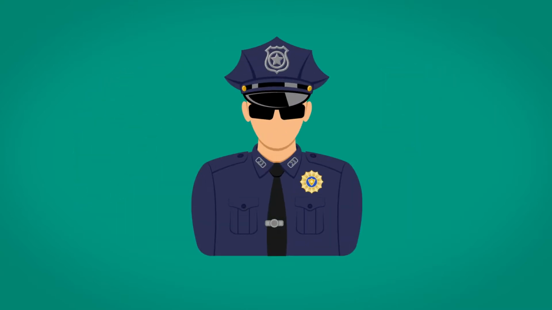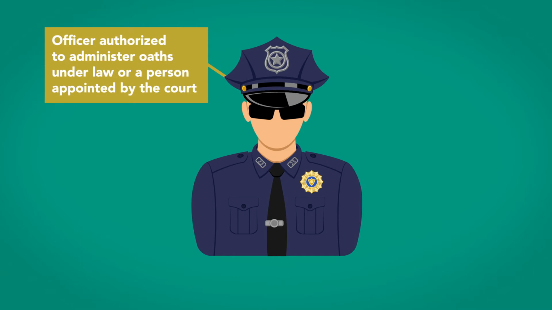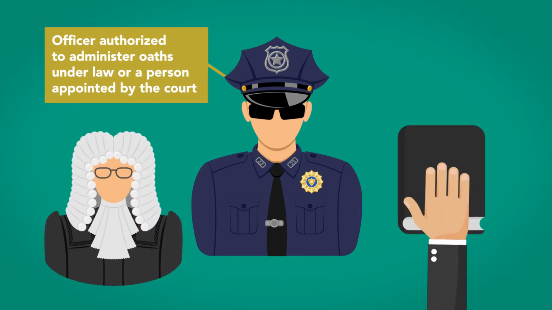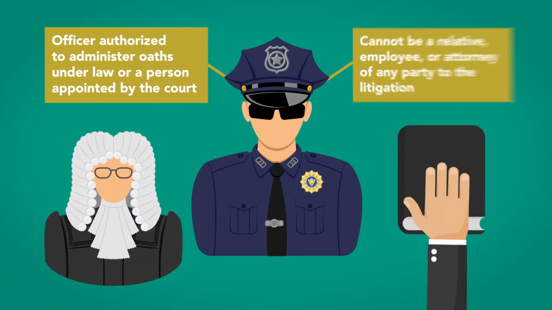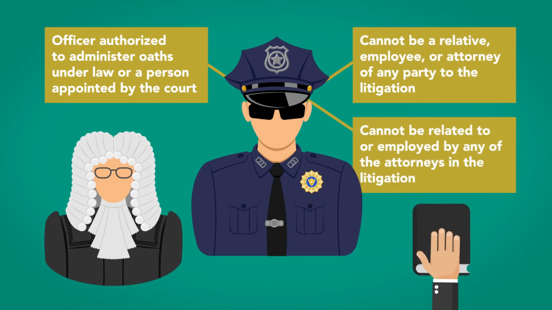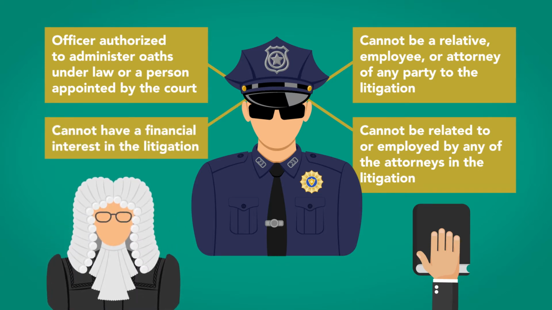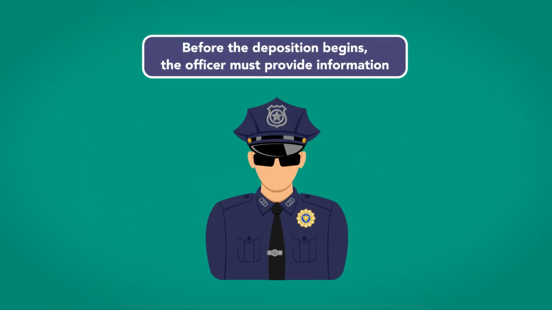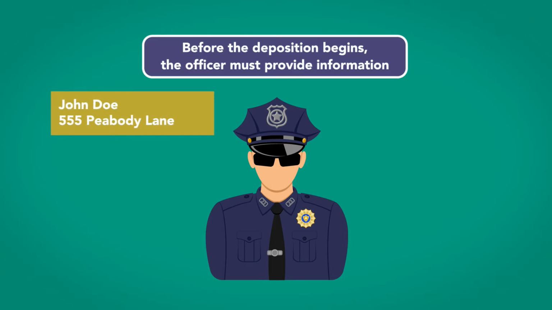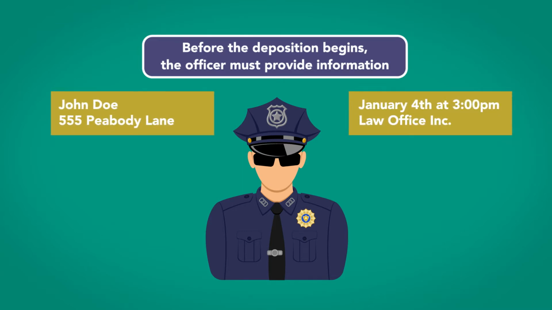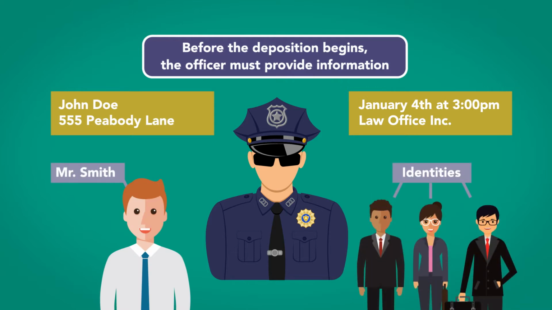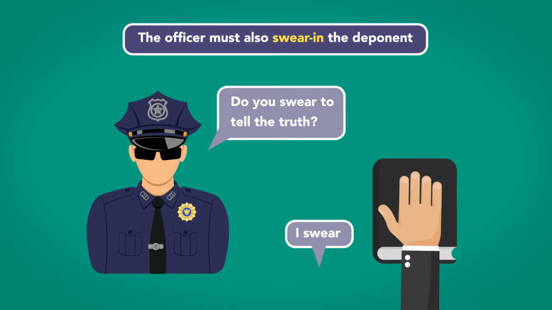A deposition must be taken before an officer authorized to administer oaths under law or a person appointed by the court. However, the officer cannot be a relative, employee, or attorney of any party to the litigation, cannot be related to or employed by any of the attorneys in the litigation, and cannot have a financial interest in the litigation. Before the deposition begins, the officer must provide information, including the officer's name and address, the date, time, and place of the deposition, the deponent's name, and the identity of all people present at the deposition. The officer must also swear in the deponent.